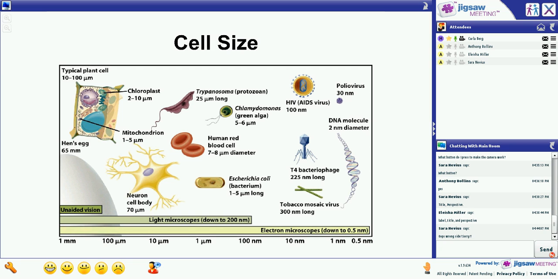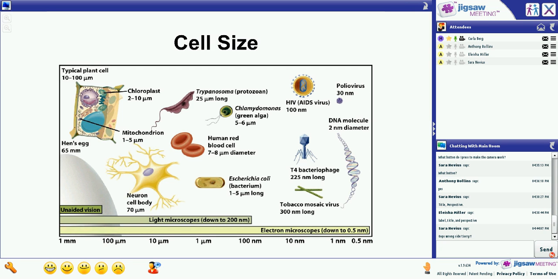And there's a large range in cell size. This diagram up here is meant to give you an idea of different cell sizes. In the top left, it starts with a typical plant cell. In a typical plant cell, the size range is from 10 millimeters to 100 micrometers.